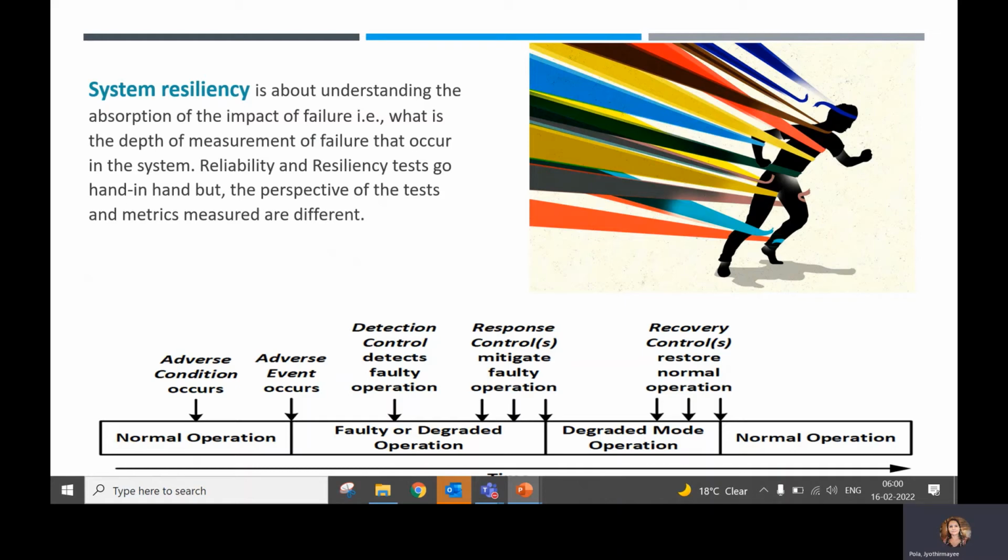And that is why resiliency measurements is extremely important during reliability testing. And for now, I think everybody already understood, but I would like to reiterate that resiliency and reliability test go hand in hand. It's just the perspective how we look at reliability and resiliency, because reliability is all about how many times failures happen, how much is the time for the product, for the system to bounce back to normal. Whereas resiliency test is about understanding the impact, understanding the depth of impact, understanding the absorption of impact of failure. I hope my examples made it more clear. Let's move on.